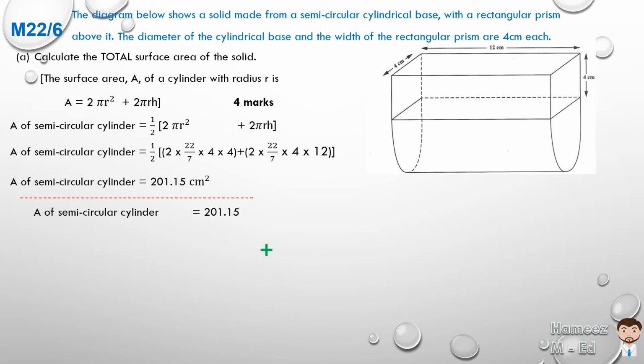So the total surface area of the solid will be the area of that semicircular cylinder plus the area of all 5 sides of the cuboid. Not the area of the base, because that is hidden. So we want to add up these 6 things. So the area of the semicircular cylinder is 201.15.